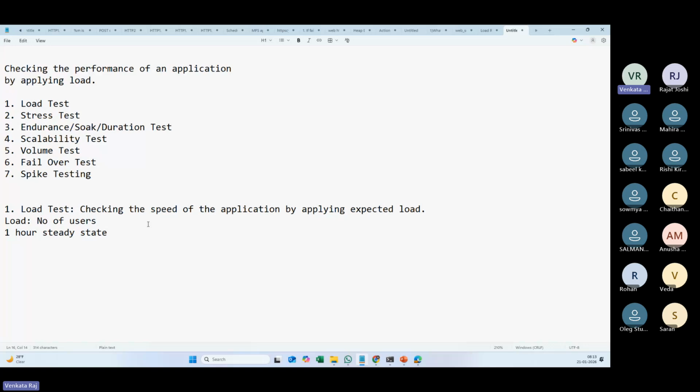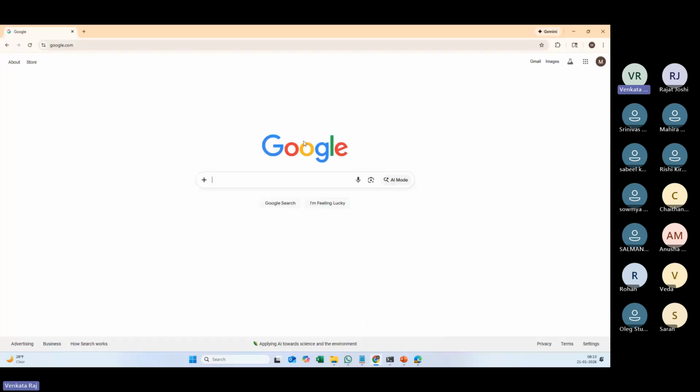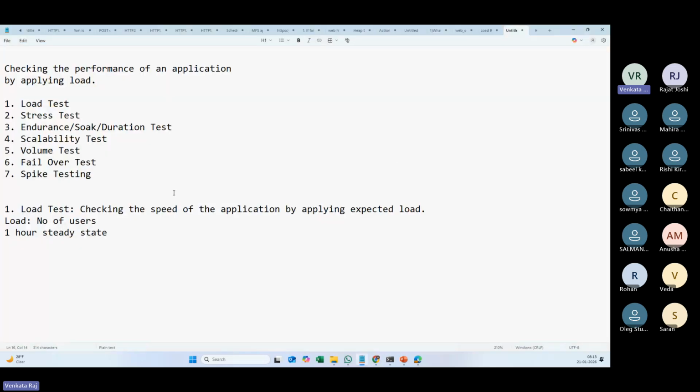Now, since yesterday I have been saying that it's all about how fast the application is responding, how much time it is taking for the user to navigate from one page to another page, etc. For example, there is a browser, right? So I click something on the browser. Let's say I click on this icon or this button. How much time is it taking to load the next page? That is important, right?